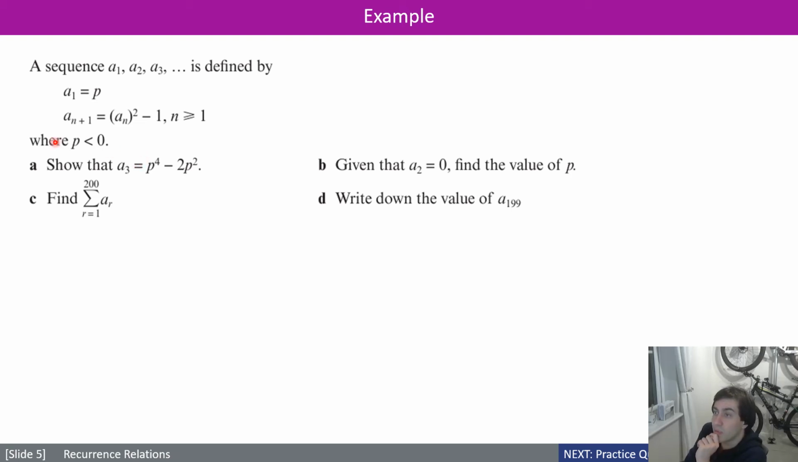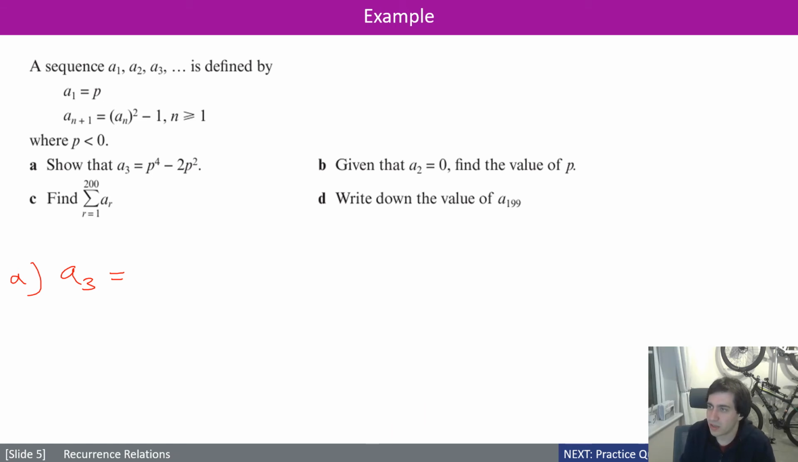And P is less than 0. So we're going to show that A3 equals P to the 4 minus 2P squared. That's going to be our part A. So to do this, let's do the following. We're going to write A3 equals, and then we're going to use the recurrence relation and see what we get.